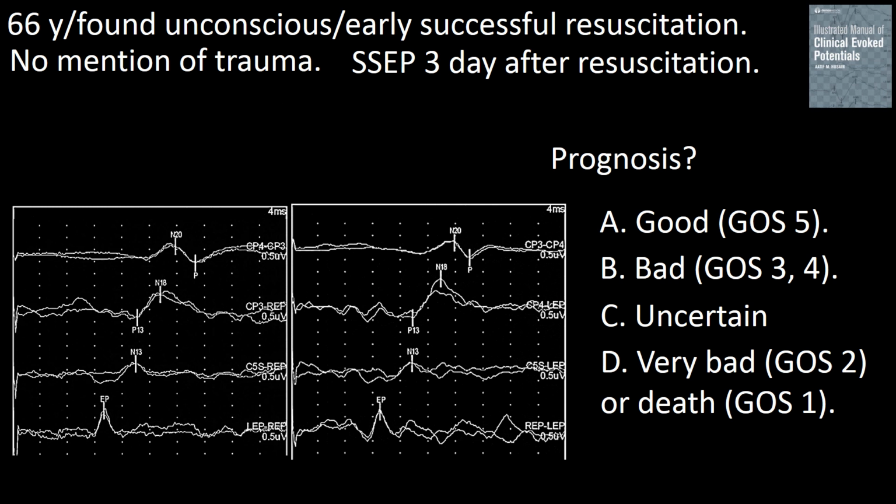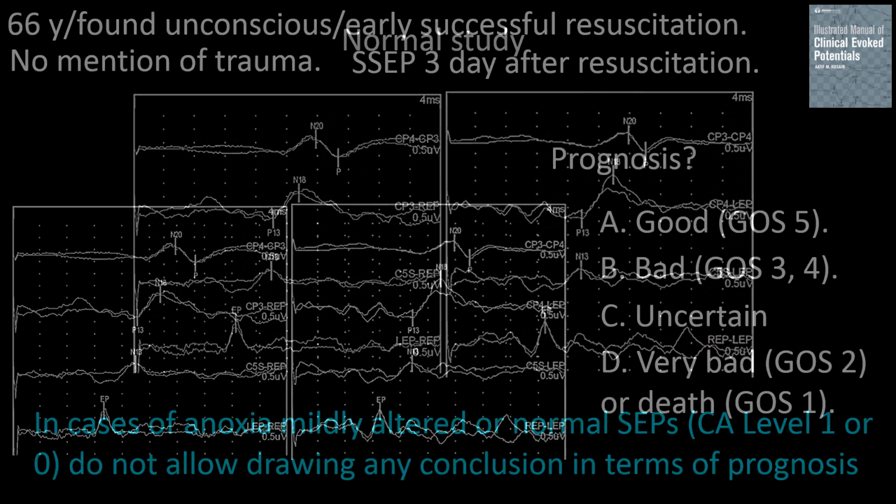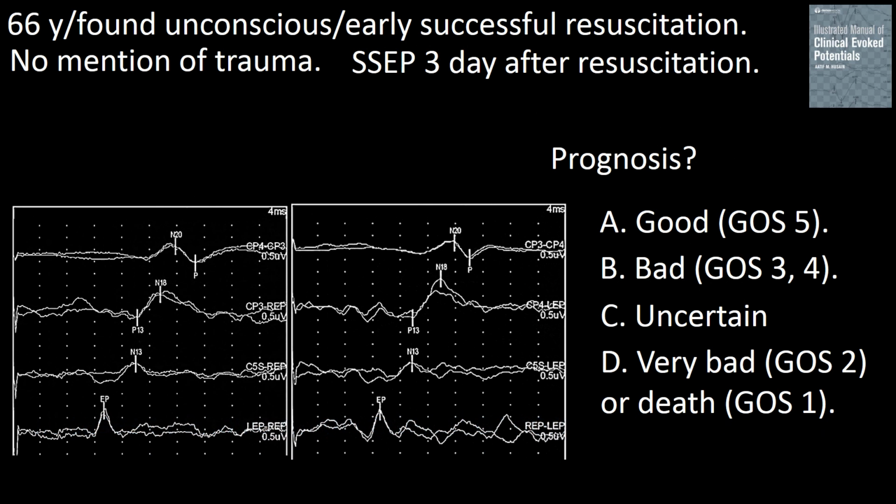Next question. Please take a look at this frame, check the studies and the history, and try to determine the correct answer. A, good, B, bad, C, uncertain, D, very bad, or death. This is a normal study, but such findings in the case of an anoxic coma do not allow us to draw any conclusion regarding prognosis. So the answer to this question is C.